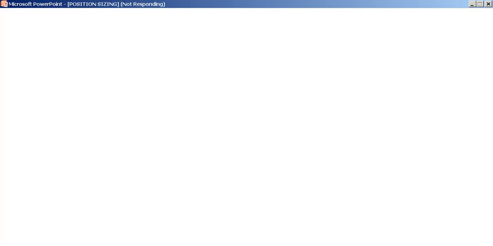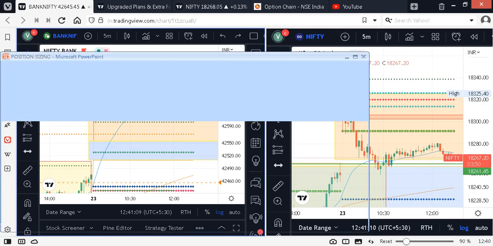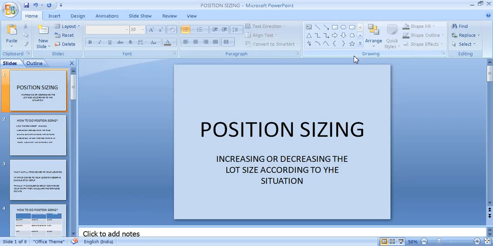This is the main reason to apply position sizing, because when you take every single trade, and low probability trades also you are taking with big lot size, which is your maximum capacity, and you are losing big amounts, your psychology of money gets hurt and you may not apply the right rules in the market. So here is position sizing. I hope you understand what is position sizing.